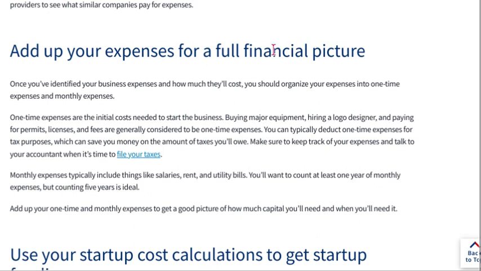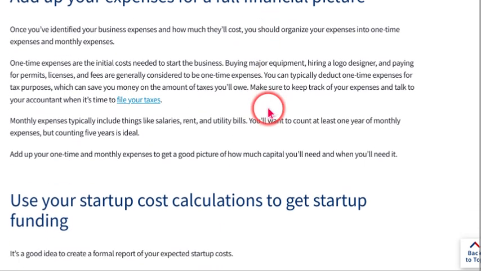Now, monthly expenses typically include things like salary, rent, and utility bills. You'll want to count at least 1 year of monthly expenses, but counting 5 years is ideal. So you want to make sure that you have enough capital and you're requesting enough funding for at least 5 years of expenses. Add up your one-time and your monthly expenses to get a good picture of how much capital you'll need and when exactly you'll need it.